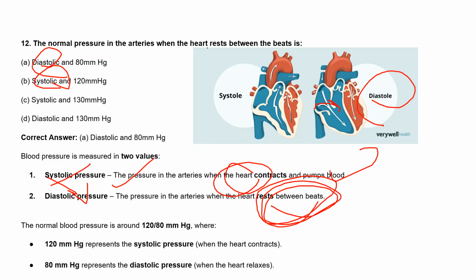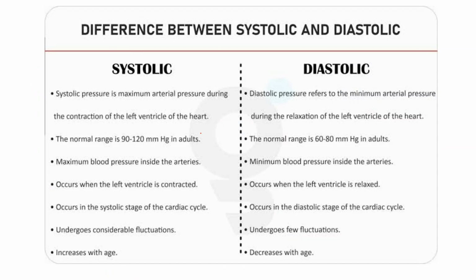The normal blood pressure is around 120 to 80 mmHg, where 120 represents the systolic pressure when the heart contracts and 80 mmHg represents the diastolic pressure when the heart relaxes. What other differences are there between the systolic and diastolic? The systolic pressure is the maximum arterial pressure during the contraction of the left ventricle of the heart, and the normal range is 90 to 120 mmHg in adults, and the normal is like 120 mmHg.